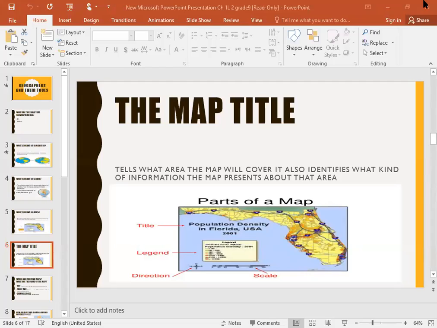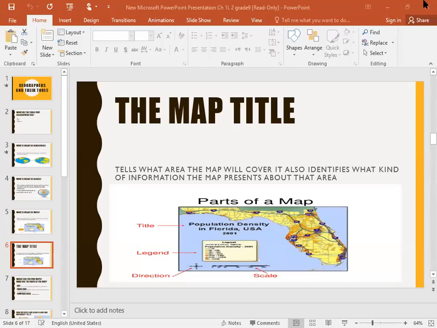Thank you very much. Before we get into the parts of a map, let's talk about the map title. At the very beginning, we have the title of the map. As you can see on the map in front of you, it reads population density in Florida, USA. This is the title of a map. The title tells us what area the map will cover. It also identifies what kind of information the map will present to you.